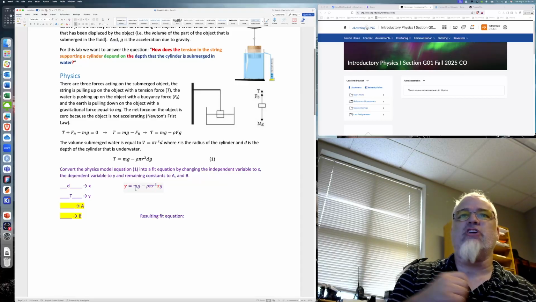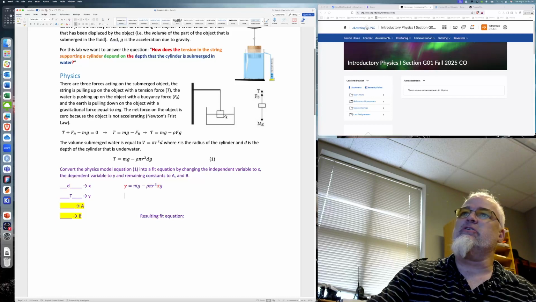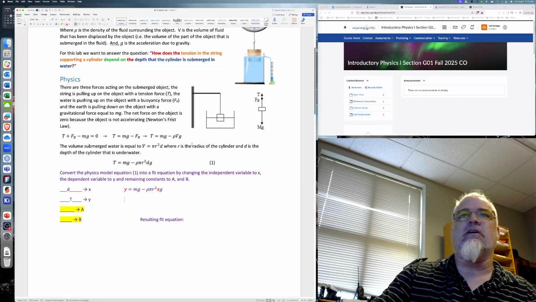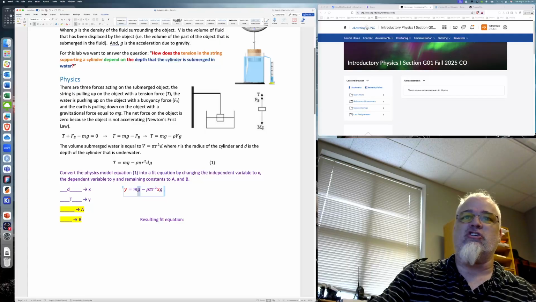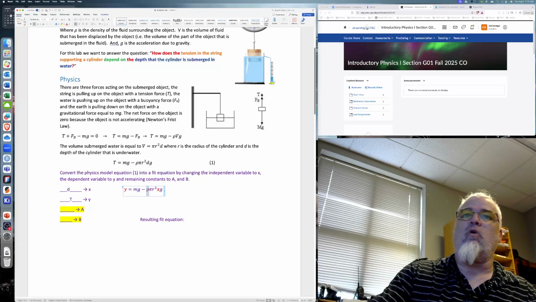Constants are things that don't change as we go from one data point in the experiment to the next data point. What we're going to do with this lab is lower the cylinder deeper and deeper into the water and measure the tension in the string. Well, when we lower the cylinder deeper into the water, the mass of the cylinder does not change, so that's a constant. g, which is related to gravity, also doesn't change, so that's a constant. Rho is the density of the fluid, and that also doesn't change, so that's a constant.